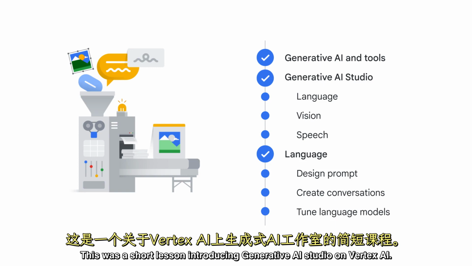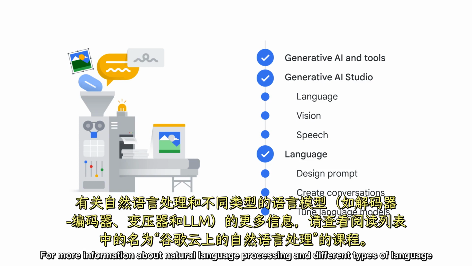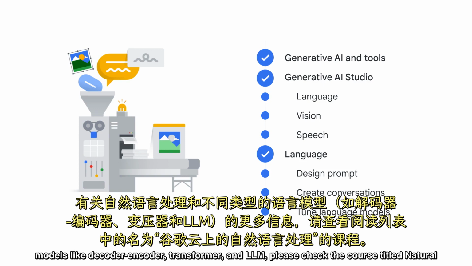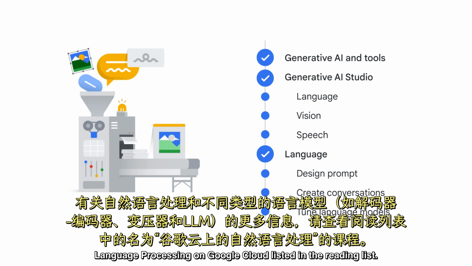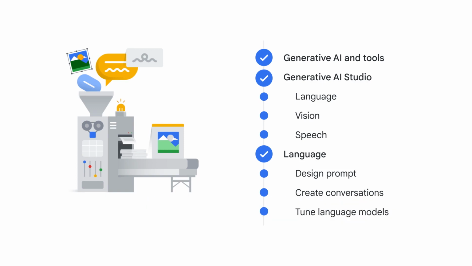This was a short lesson introducing Generative AI Studio on Vertex AI. For more information about natural language processing and different types of language models like decoder, encoder, transformer, and LLM, please check the course titled Natural Language Processing on Google Cloud, listed in the reading list.